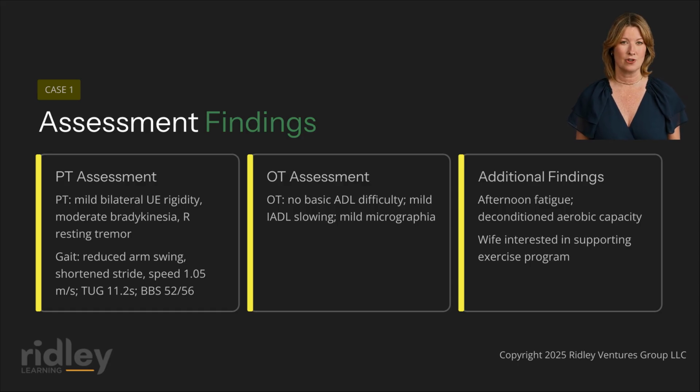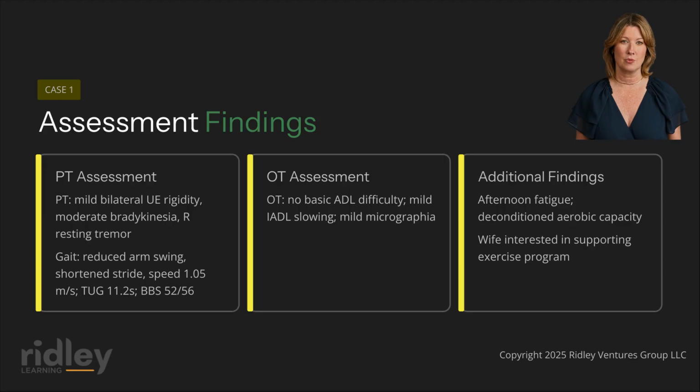Gait assessment demonstrates reduced arm swing bilaterally, shortened stride length, and mildly reduced gait speed at 1.05 meters per second on the 10-meter walk test. Turning requires 4 steps to complete 180 degrees, suggesting mild turning difficulty. The timed up and go is completed in 11.2 seconds, within normal limits but approaching the threshold for increased fall risk.